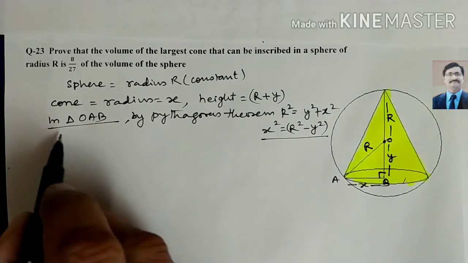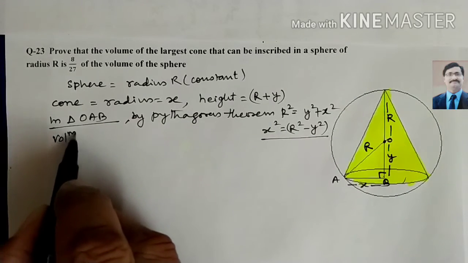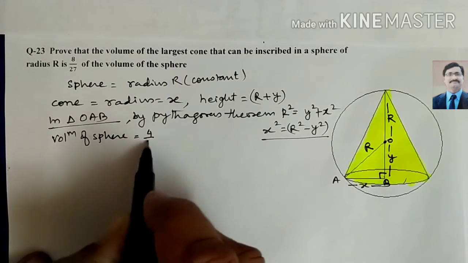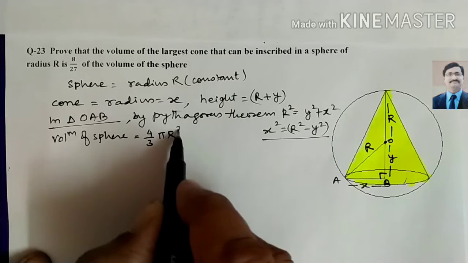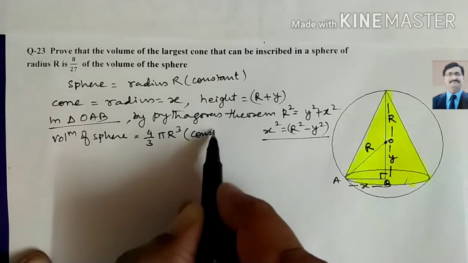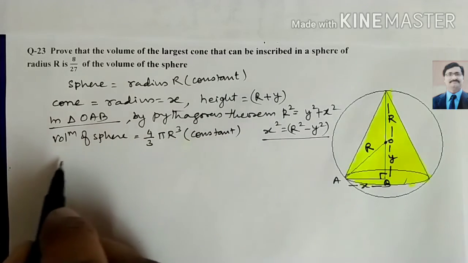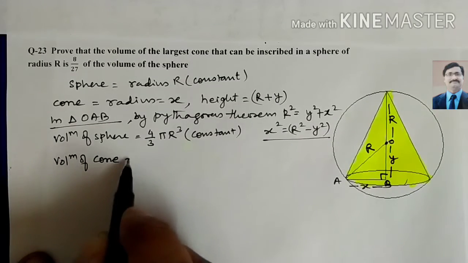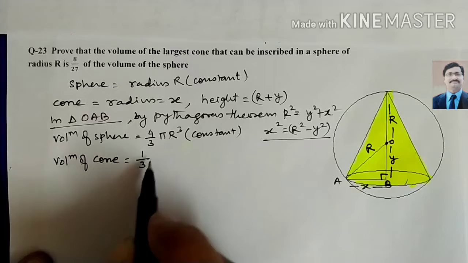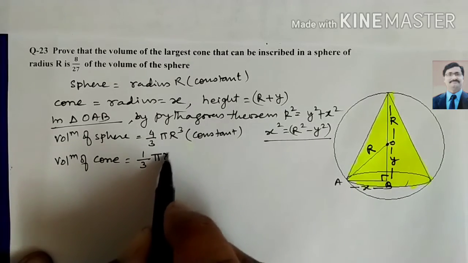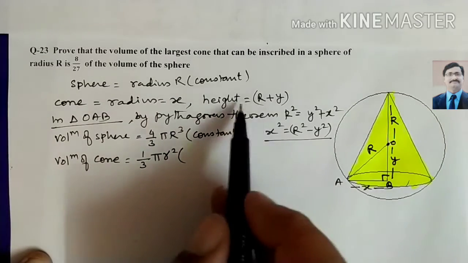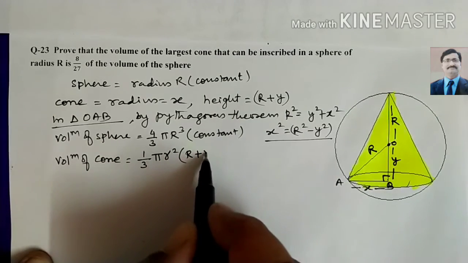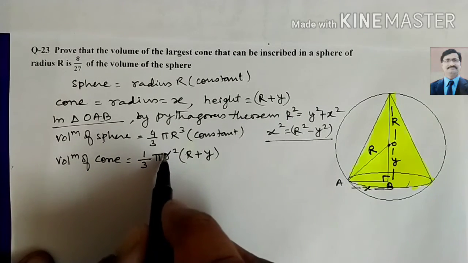Look here, we have to write the volume of sphere. Volume of sphere equal to 4 upon 3 pi R cube. This is a constant. Okay. And next is volume of cone. We have to write cone is 1 upon 3 pi r square h, in place of h, this height is capital R plus y, and here radius we have x.